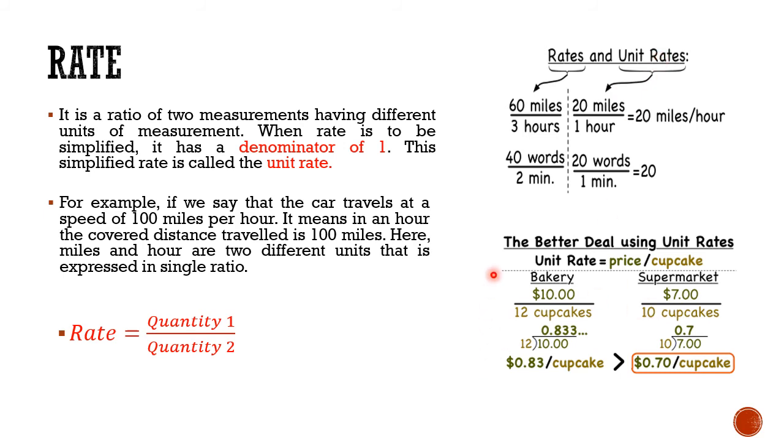Ito, isa pang example. The better deal using unit rates. Unit rate is equal sa price all over ng cupcakes. So, ayan, sa bakery, we have $10 all over 12. To divide, ito yung cost all over yung isang cupcake. While sa supermarket naman daw, ito 7 all over 10 cupcakes, divide. So, $0.70 yung isang cupcake. So, yung unit rate, ay yung rate dito, yung mga example niya, yung time rate, katulad dito, and yung sa costing, like this one. And meron pang iba.